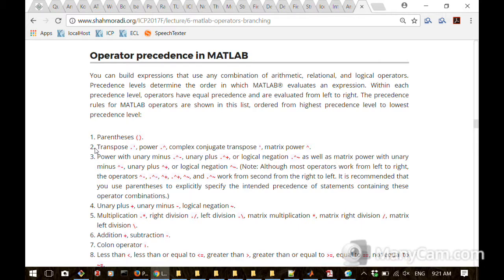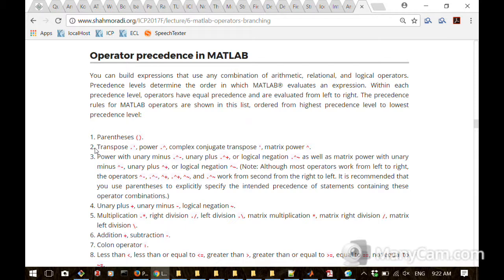2 times 3 times 4? Doesn't make any difference, right? Whichever one you perform first. But MATLAB does it in an ordered way. So it always starts from, not MATLAB, any other language. They all start from the leftmost operation. They perform this one first, and then the result is 6, and then they perform the second one. Right? So keep this in mind.